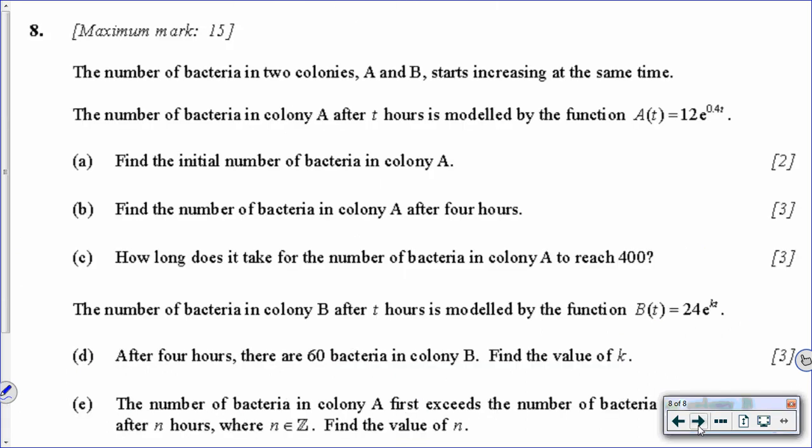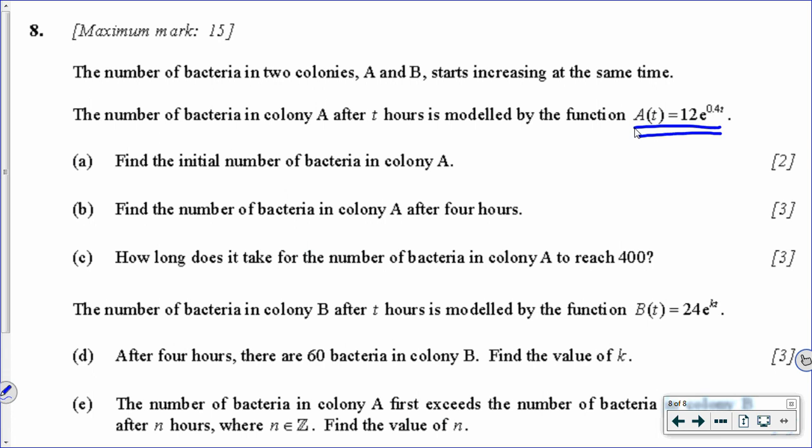And then one more application. This is a big one from section B of the test, right? It's question 8. So it's the easier of the long questions on a calculator part of the test. We have the number of bacteria in 2 colonies increasing at the same time, and they give us a function for the bacteria in colony A. It's an exponential function, that's why it's in this video.